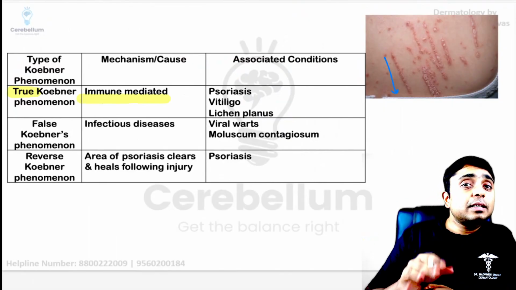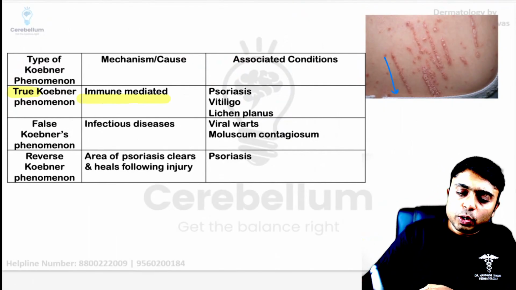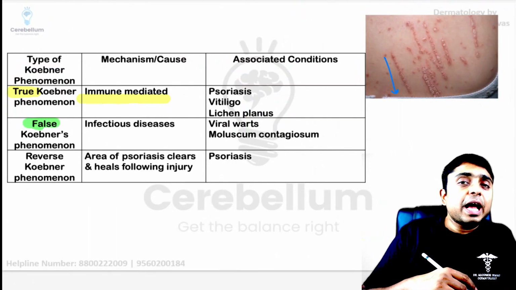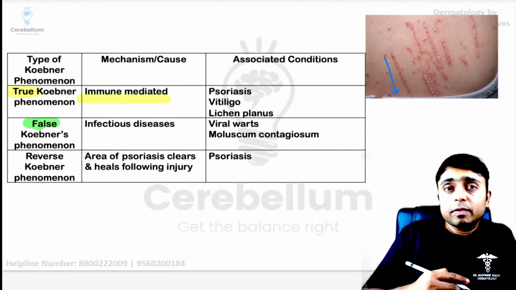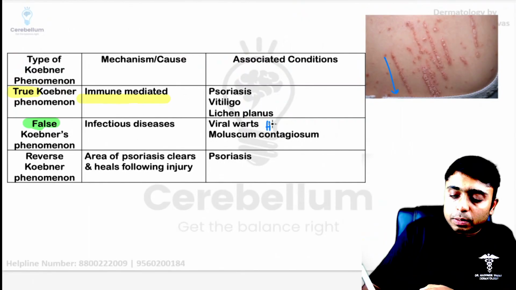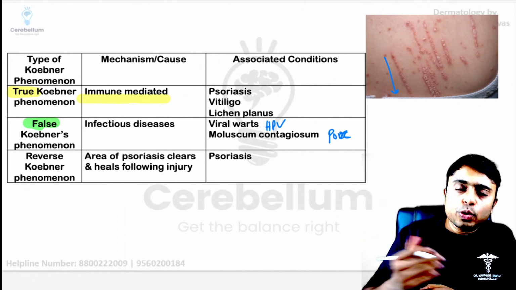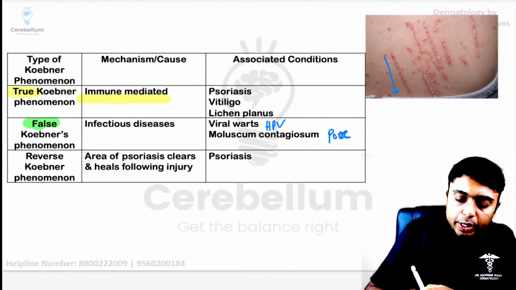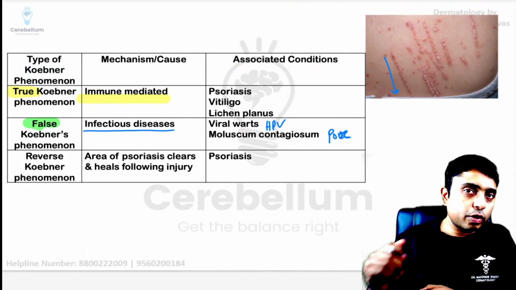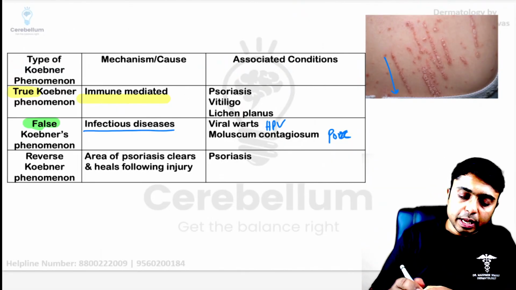Whereas there is another Koebner's phenomenon which is referred to as false Koebner's phenomenon, in which we have the important examples of warts and molluscum contagiosum. Warts are caused by human papilloma virus, and molluscum contagiosum is produced by the pox virus. So in these two conditions, due to auto inoculation of the infectious material, similar looking lesions are going to be seen over the body.